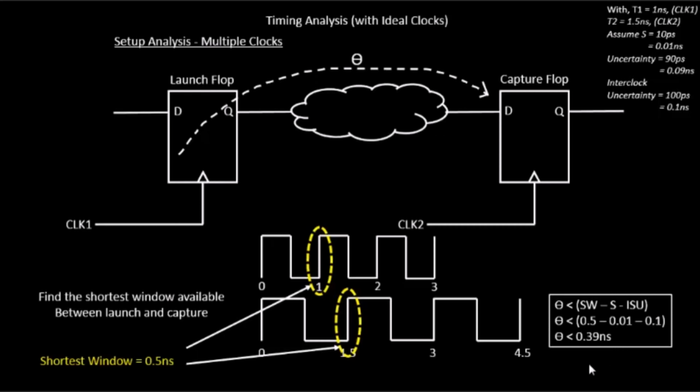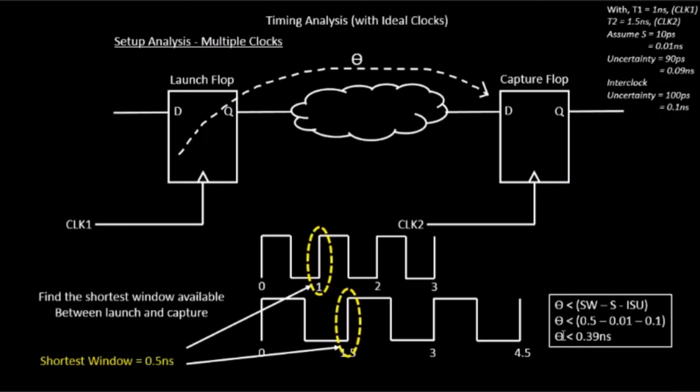What does this say? This says that for the path that we traced in our design, which we'll be coming to very soon, the combinational delay of that particular path should be less than 390 picoseconds or 0.39 nanosecond. That's what this particular thing says.